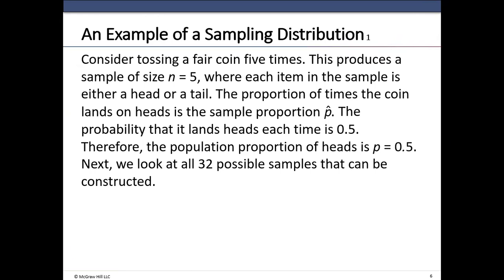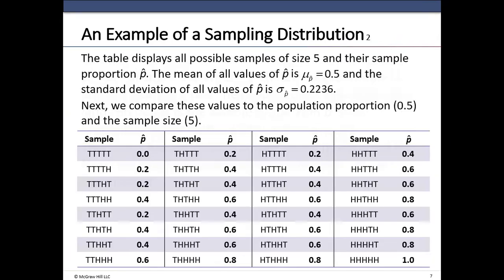Next, we look at all 32 possible samples that can be constructed. Remember, we are tossing the coin 5 times, and there are 32 possible samples. These are shown here. Notice you have a sample column and the corresponding P hat. P hat is the sample proportion.